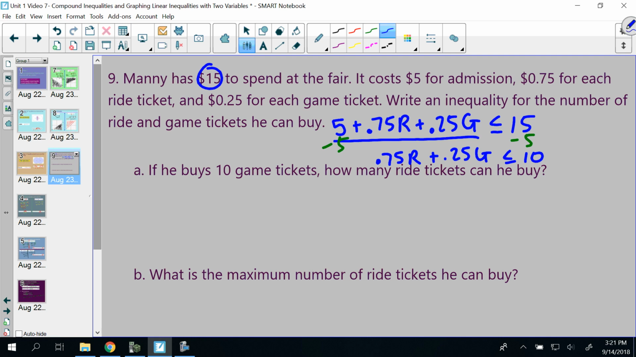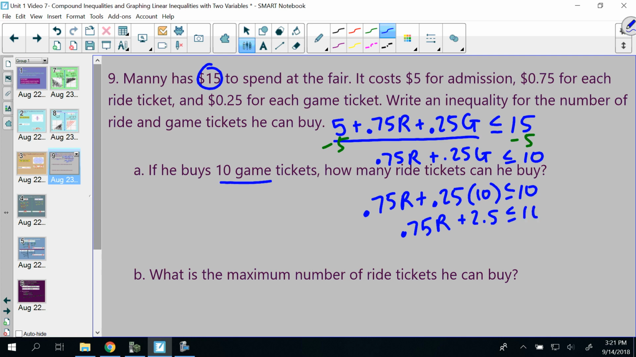So for part A, it says if he buys 10 game tickets, how many ride tickets can he buy? Well, 10 game tickets, that means we want to put that in for G here, and we can find that out. So 75 cents for each ride plus 25 cents for the 10 games. Multiplying that out is going to mean he's spending $2.50 on games. Subtract that from the $10 that he still has remaining. We're down to $7.50. Divide by 75 cents, and the number of rides here that he could go on then would be less than or equal to 10.